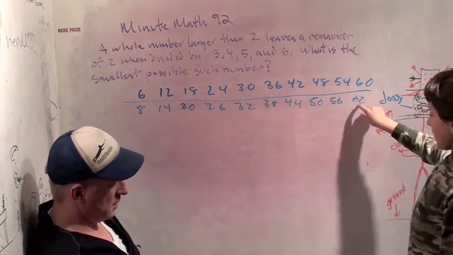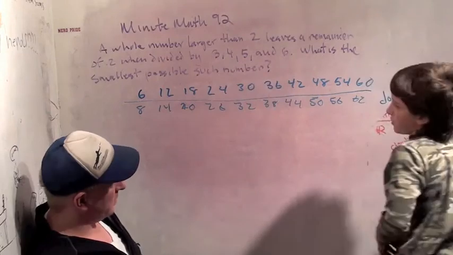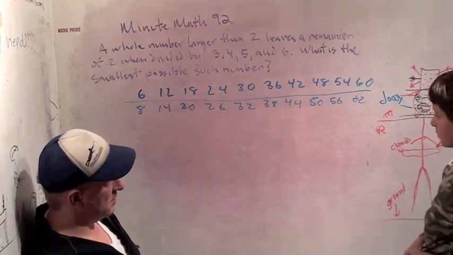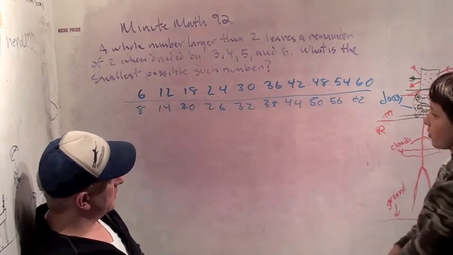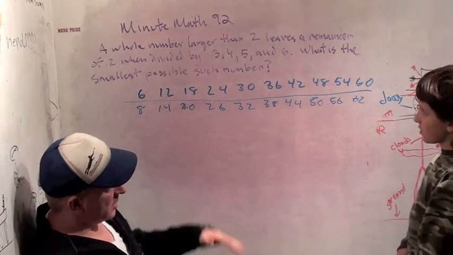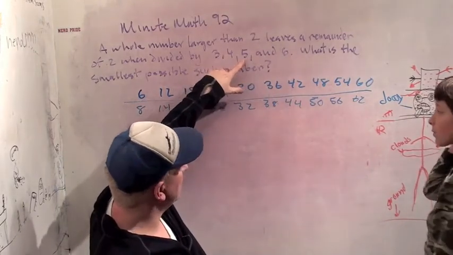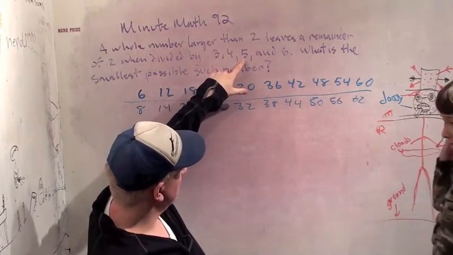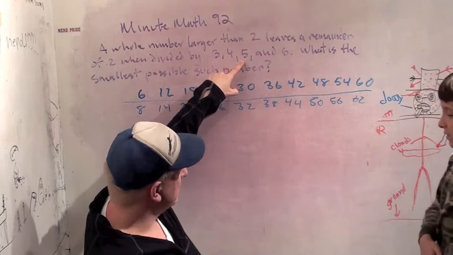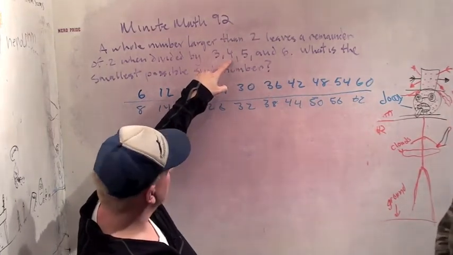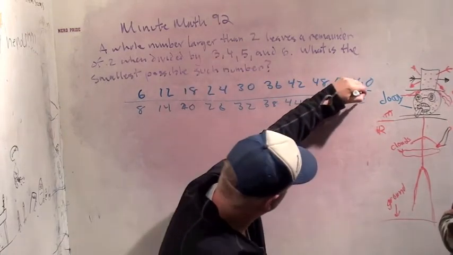Well, actually 62 satisfies it. How do you know that? Because 60 is the LCM of all these numbers. What's the condition? This number has to be larger than 2 and leave a remainder of 2 when divided by 3, 4, 5, and 6. We already know it leaves a remainder of 2 when divided by 6 because we added 2. How do you know it leaves a remainder of 2 when divided by 5? Because 5, 4, and 3 go into 60. 5 times 12 is 60, 4 times 15 is 60, and 3 times 20 is 60. So we know that 62 works.